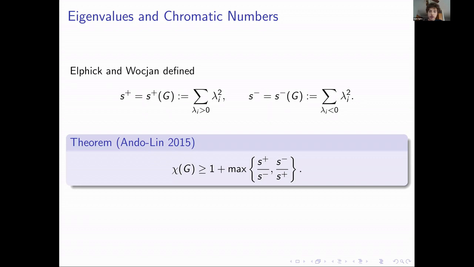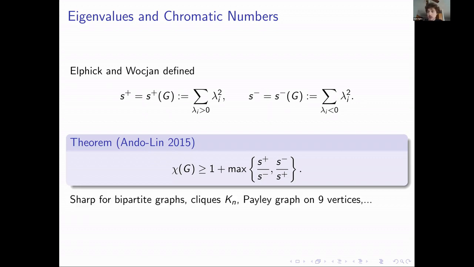So this is all well and good, but why might we care about this? So first of all, this bound is best possible in a number of cases. So for bipartite graphs, it's well known that the spectrum of these graphs is symmetric, in that when you have lambda as an eigenvalue, you also have negative lambda. So this implies that for bipartite graphs, S plus is equal to S minus. So these ratios are all just 1. You get a lower bound of 2 on the chromatic number in this case, which is indeed true for bipartite graphs.